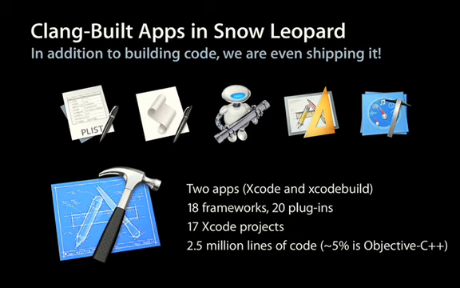Now, full disclosure, about 5% of that is Objective-C++. And so this is exercising Xcode's ability to fall back to LLVM G++ to build that, but that's still a heck of a lot of code, right? And Xcode works great, and particularly in Snow Leopard. So this is a real compiler.